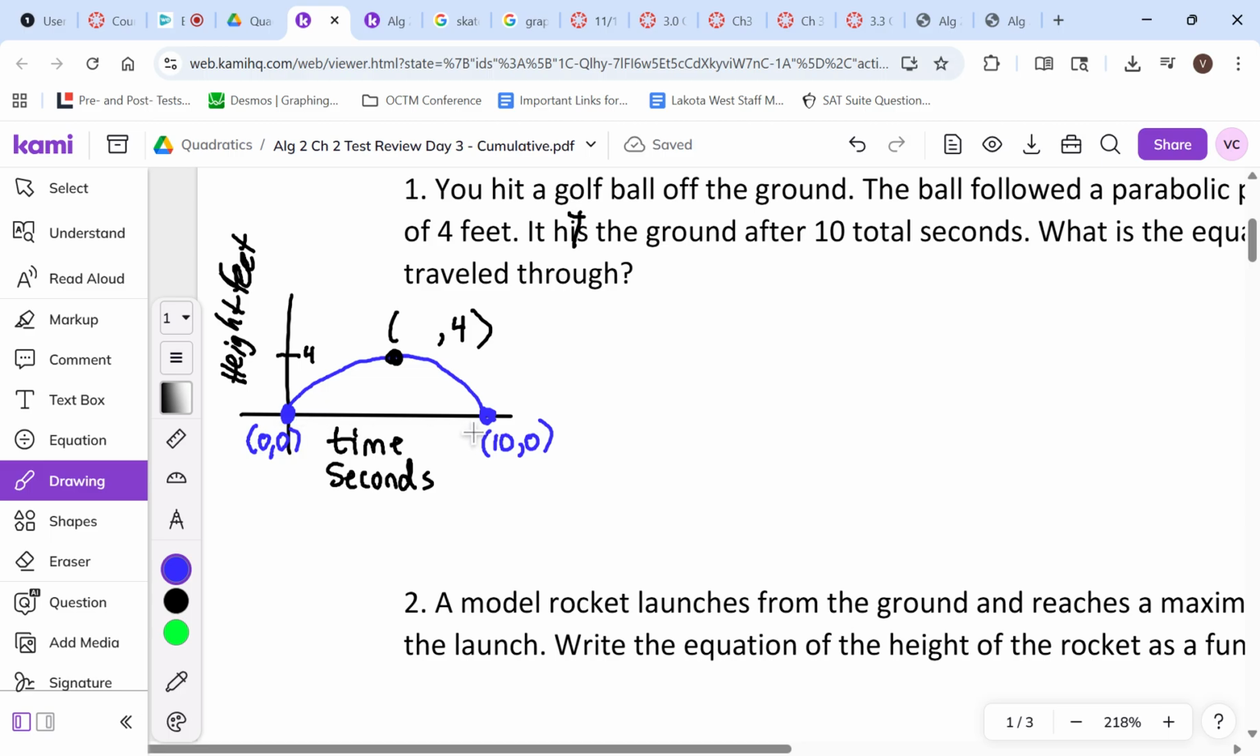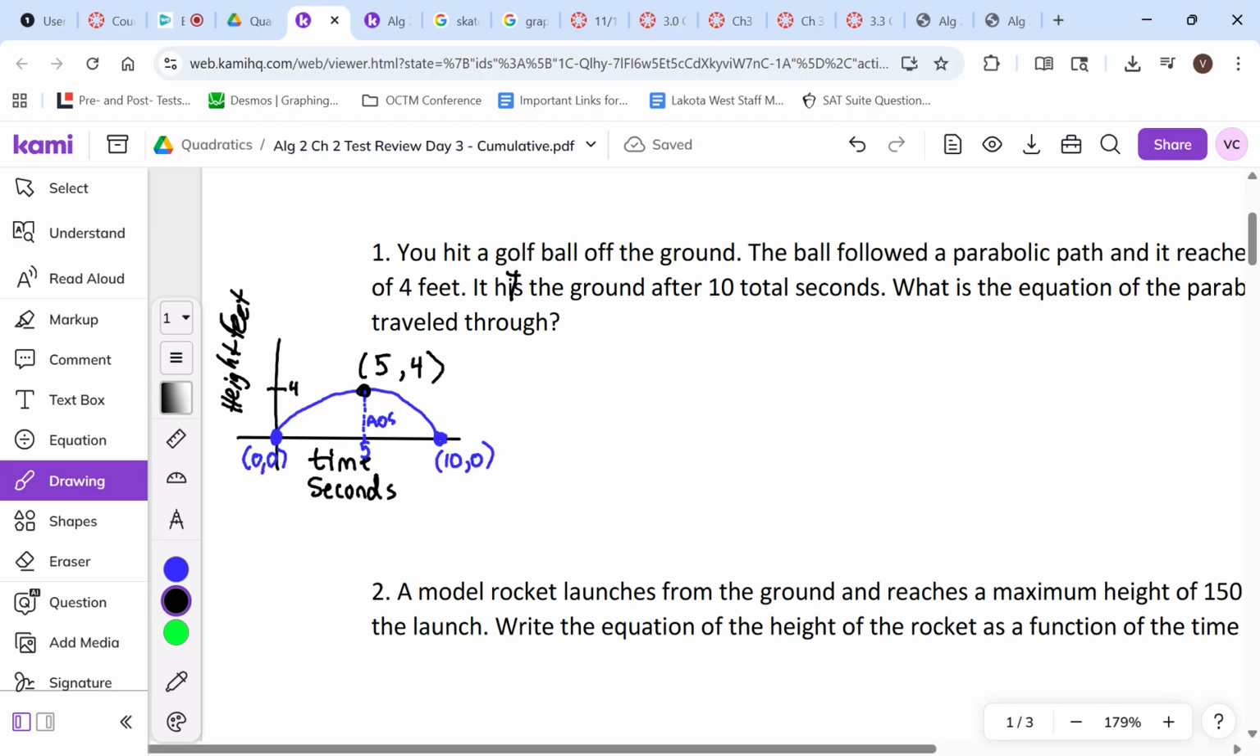Knowing the two x-intercepts is going to help me find the rest of my vertex. The middle, the axis of symmetry, will be when x is 5. So when x is 5, we have our vertex 5, 4. Now we have to find the equation.